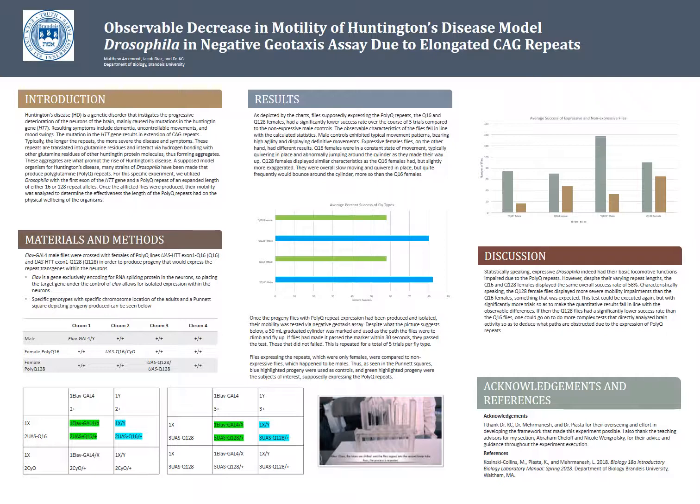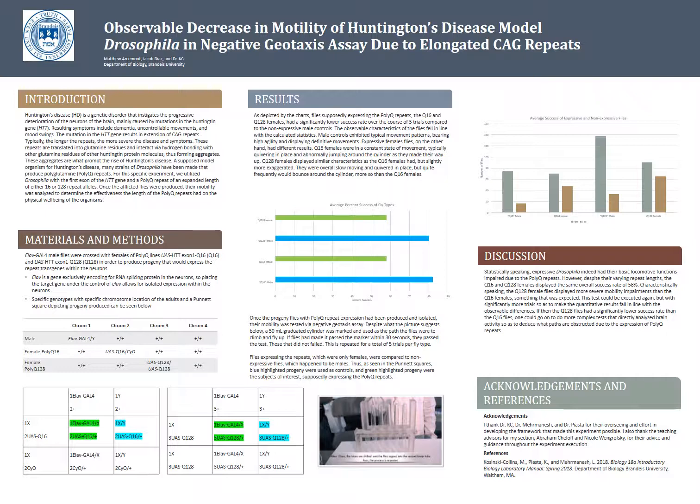Now, a supposed model for Huntington's disease, Drosophila, has many strains that have been made that produce polyglutamine or polyQ repeats. For this specific experiment, we utilized Drosophila with the first exon of the HTT gene and a polyQ repeat of an expanded length of either 16 or 128 repeat alleles. Once the flies were produced, their mobility was analyzed via negative geotaxis assay, and the effectiveness of the length of the polyQ repeats was deduced, deciding whether the length of the polyQ repeat made a difference on the severity of the symptoms.